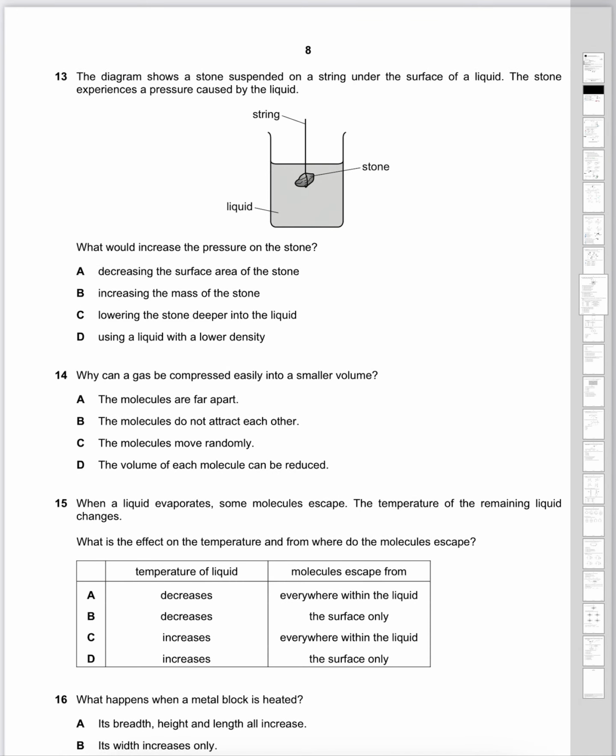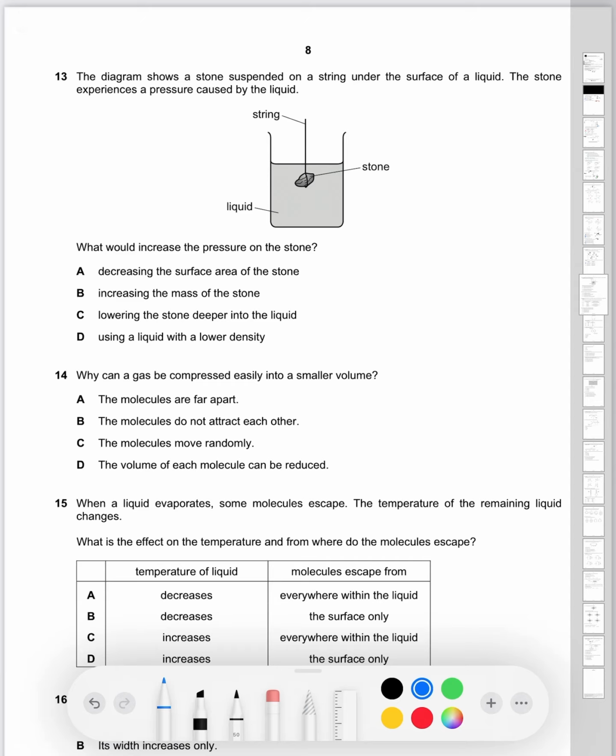The diagram shows a stone suspended on a string under the surface of a liquid. The stone experiences a pressure caused by the liquid. Can the pressure on the stone be increased by decreasing the surface area? Not really. Increasing the mass of the stone? Not really. That doesn't have anything to do with pressure, because we know that pressure obviously increases with depth in a liquid. And then lowering the stone deeper into the liquid, that would work. So that is correct for now. And using a liquid with lower density, no. The answer would be C, lowering the stone deeper into the liquid, because we know that pressure increases with depth.